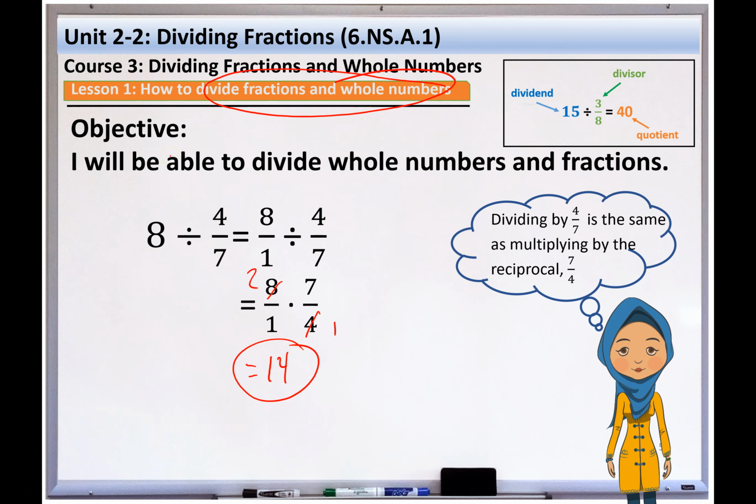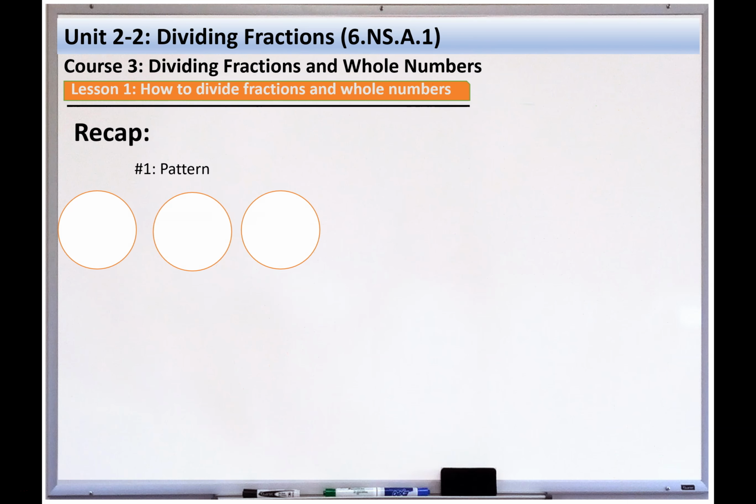In this case, we're going to divide fractions and whole numbers. Let's get started. So I wanted to quickly recap what we've done so far.